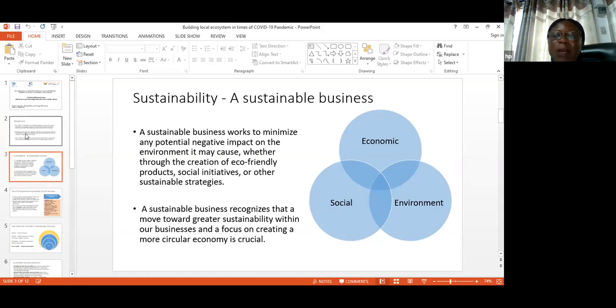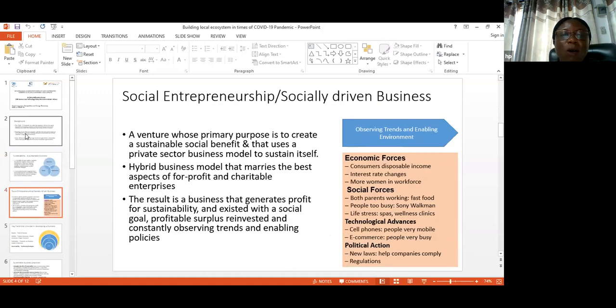And sustainability, I'm looking at it from these three dimensions: the economic, the social, and the environment. So a sustainable business will organize itself so that it will move towards greater sustainability within the business and focus on creating more circular economy, which is very critical. You are looking at a situation where you draw resources even from the waste that the business generates. And that is a circular economy.